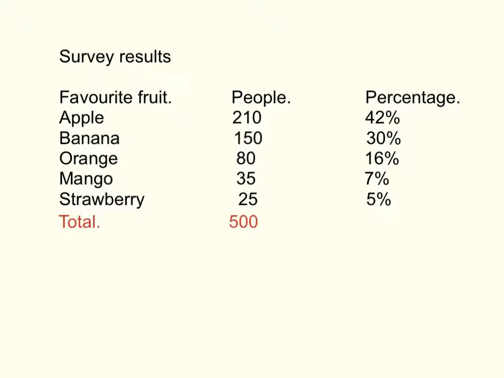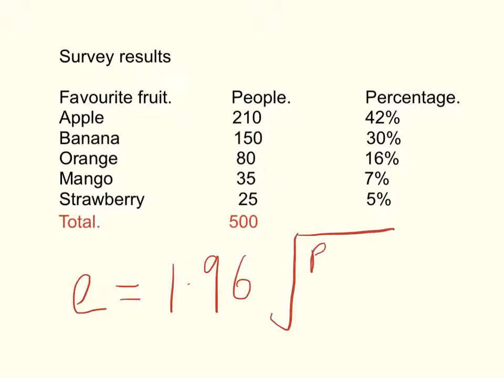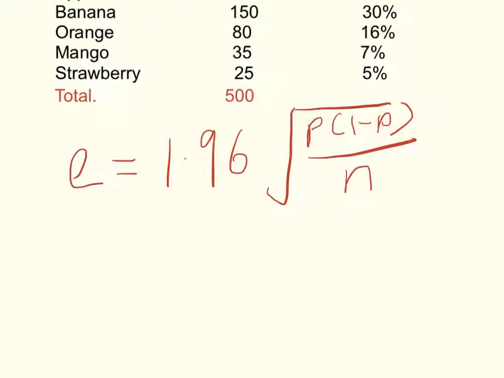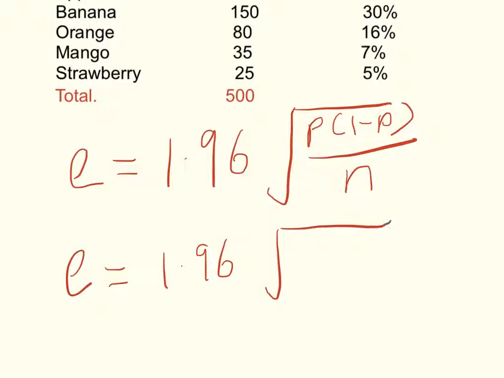So we first of all look at our margin of error. We know E is equal to 1.96 times the square root of p times 1 minus p, all divided by n. Here our proportion is 0.3. So our E equals 1.96 times the square root of 0.3 times 1 minus p, which is 0.7, all divided by n, which is 500.